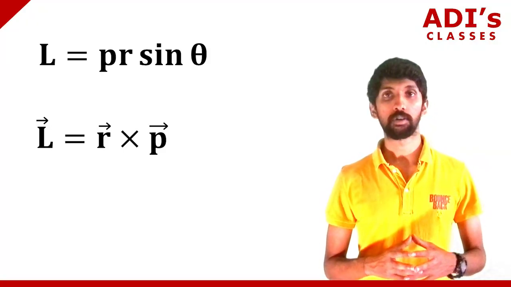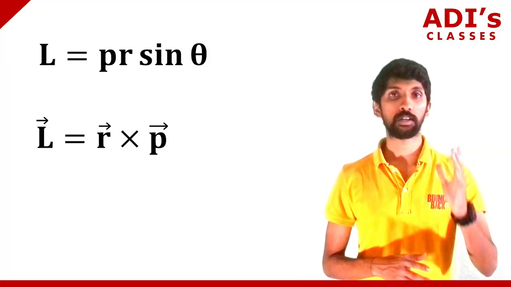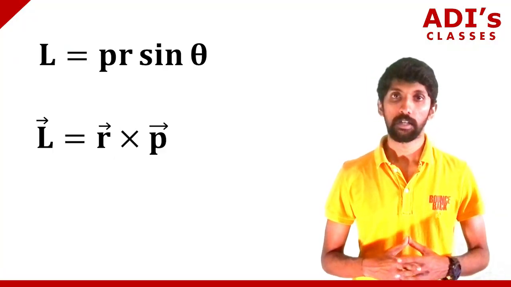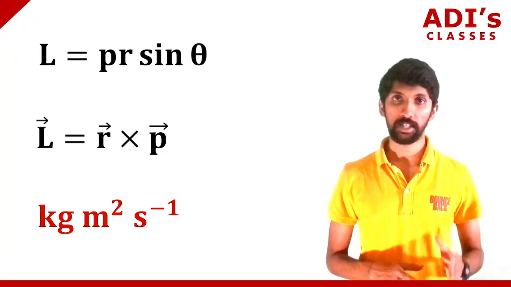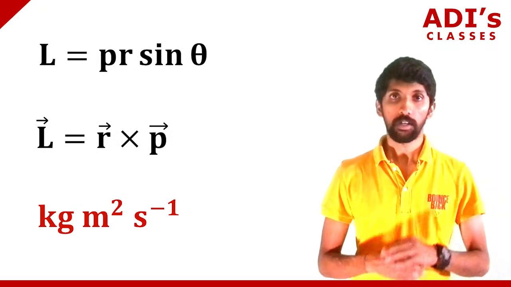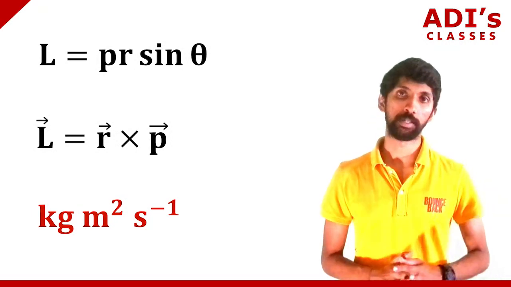Since we have L equals R cross P, we need to look at the SI unit, right? So the SI unit is kg meter square per second. This is the SI unit of angular momentum.